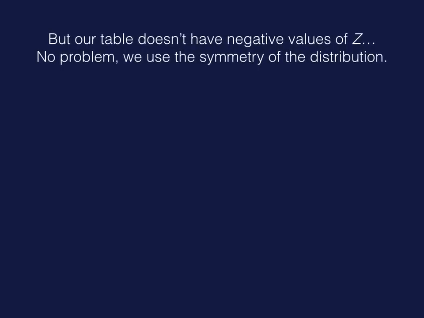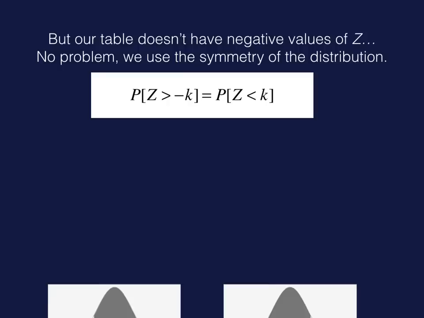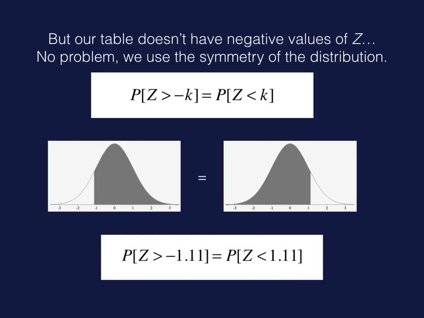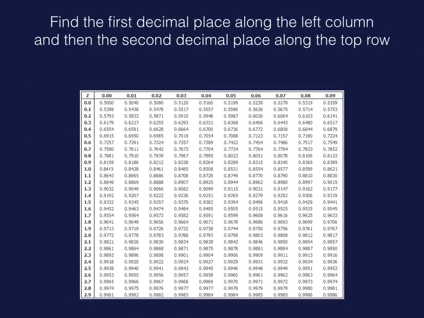The normal distribution is symmetric, so here's a really handy trick. The tails are exactly equal, so the area bigger than negative k is the same as the area less than positive k. There's a picture of what it looks like, and you can see how the symmetry works, that those two areas are identical. So the area bigger than negative 1.11 is the area less than 1.11. And that's straight up in the table without any manipulation. So I find 1.11, and the probability is 0.8665, and that's my answer.